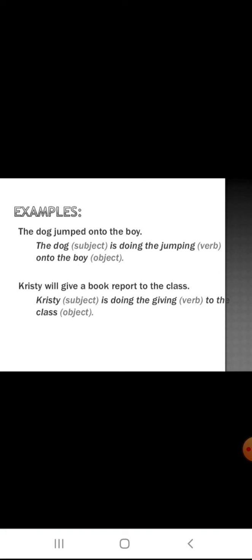For example, the dog jumped on the boy. Here, the dog is the subject. The dog is doing the jumping. So, jumped is the verb. On the boy is the object. Christy will give a book report to the class. Christy is the subject, doing the giving, the verb. To the class is the object.